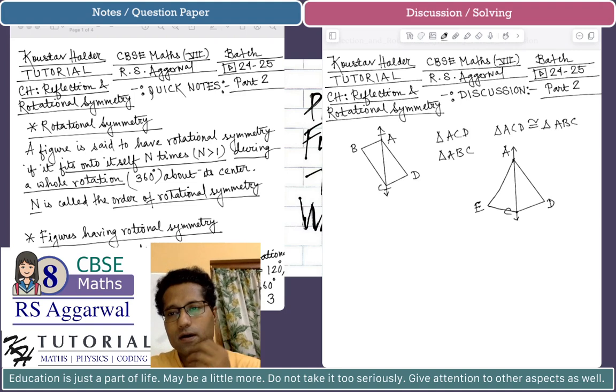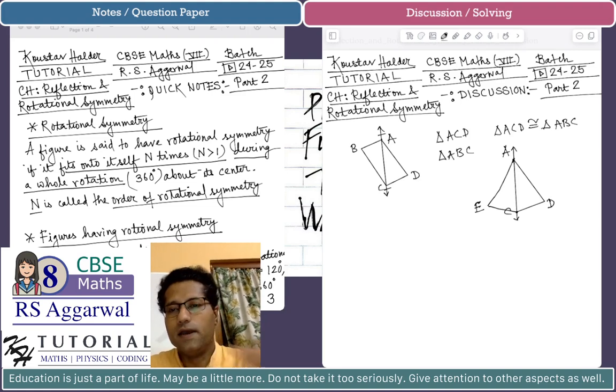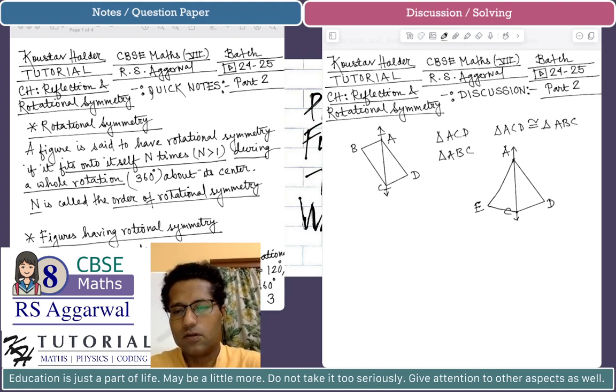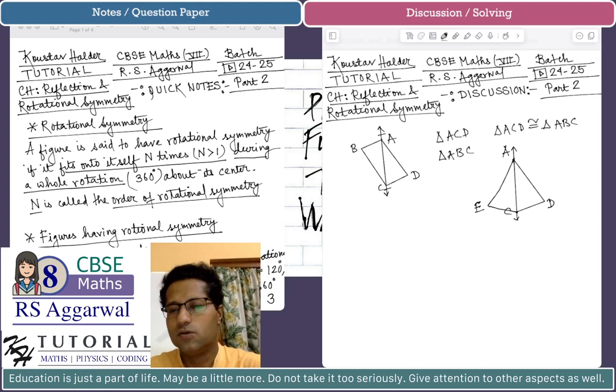So in the previous video, I said that if any figure is symmetrical about a line, then the parts of the figure on either side of the line have to be congruent. No, that is wrong. That is a wrong statement. Congruency has nothing to do with the line of symmetry.